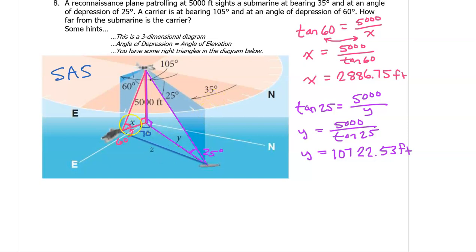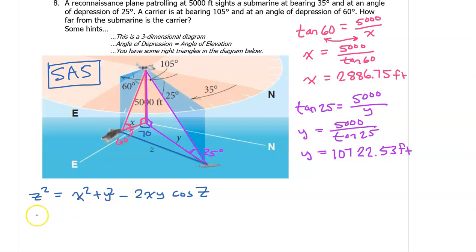So notice that we have a side angle side situation. And when you have side angle side, you can solve it using the law of cosines. So that's how we're going to find z. Since we're looking for z, we're going to begin the law of cosines with z squared. So we're going to have z squared is equal to x squared plus y squared. Looks a lot like the Pythagorean theorem. But then we do minus 2xy cosine of angle z.